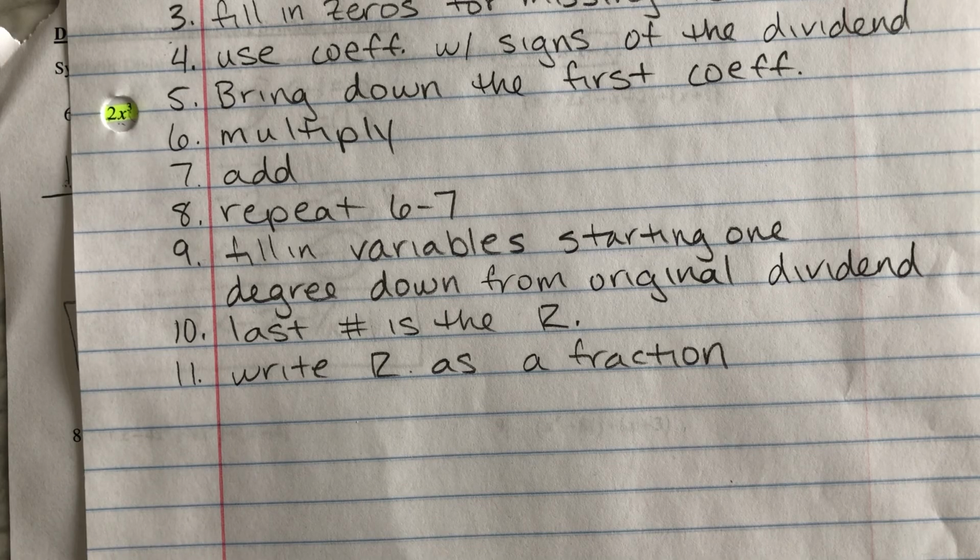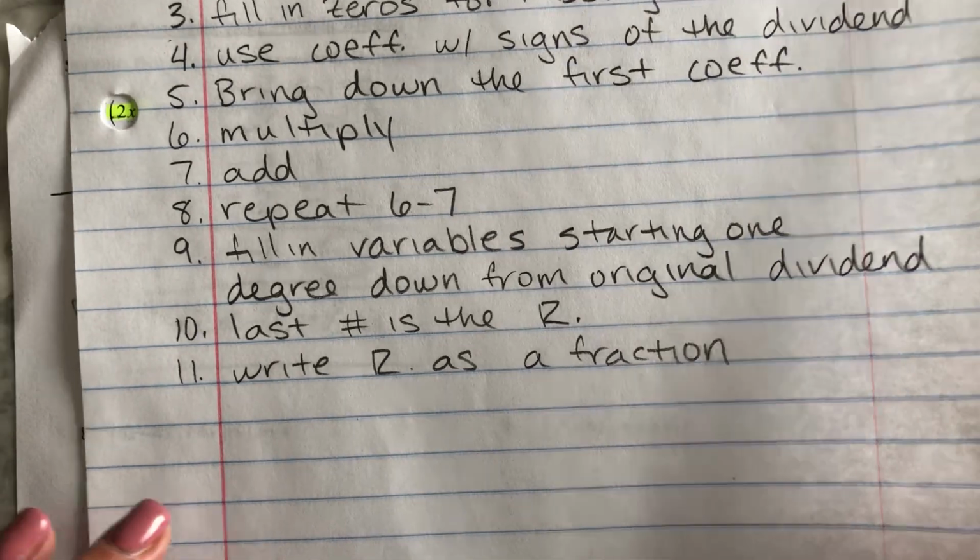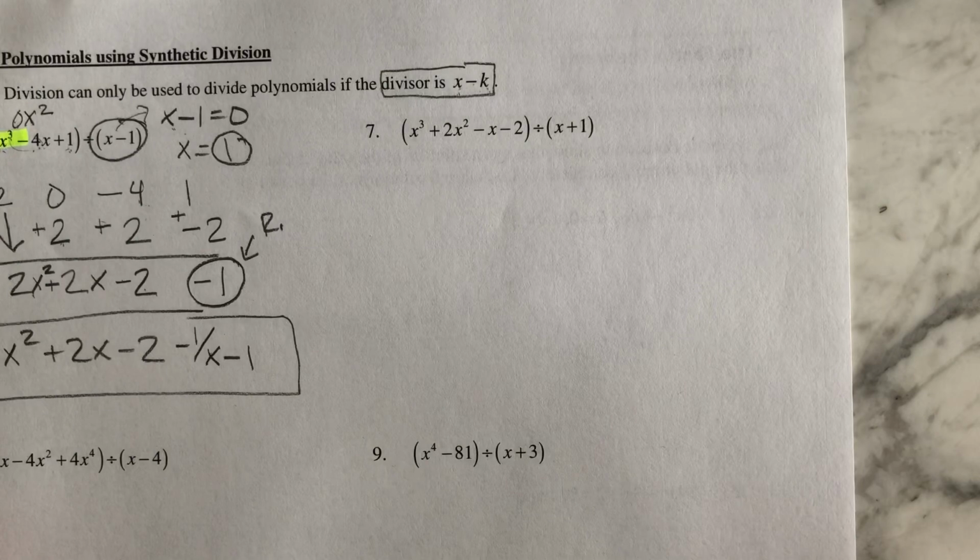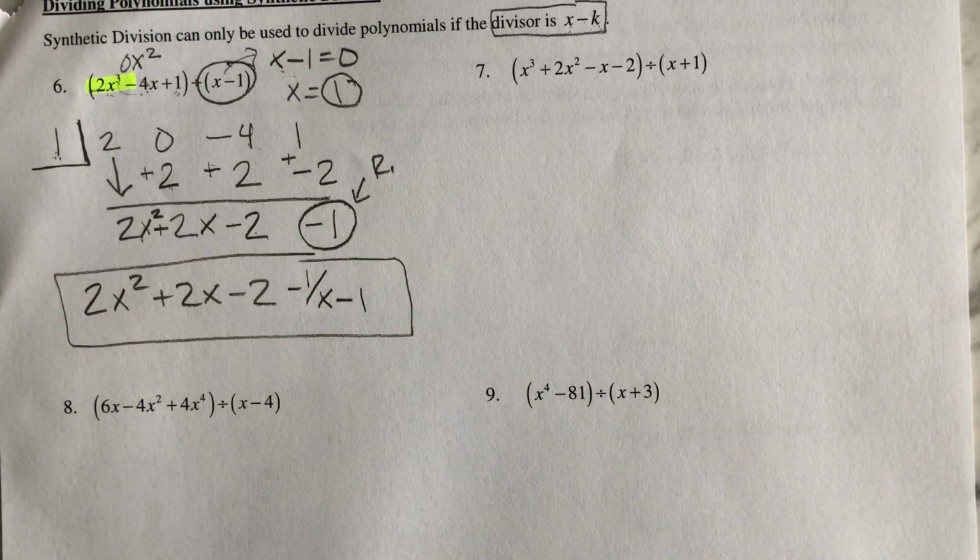And then, as always, we're going to write our remainder as a fraction. All right, so there's your success criteria. Let's use that success criteria to do the last 3 examples.